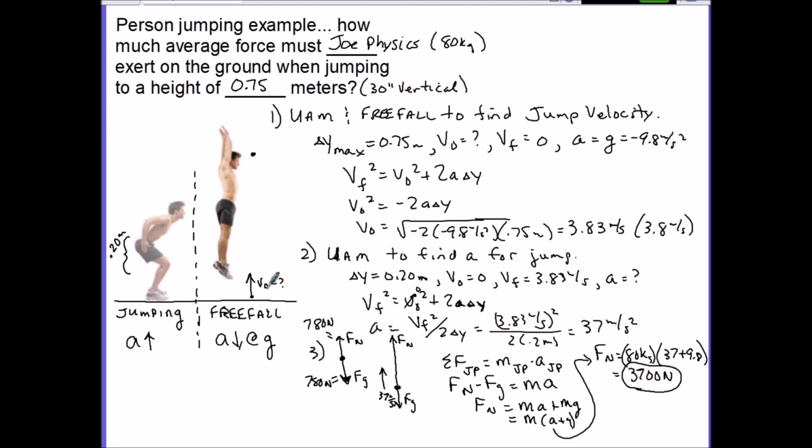Of course, the ground is what's pushing them up so they can get up to that particular height. There we go. That problem solved for you.